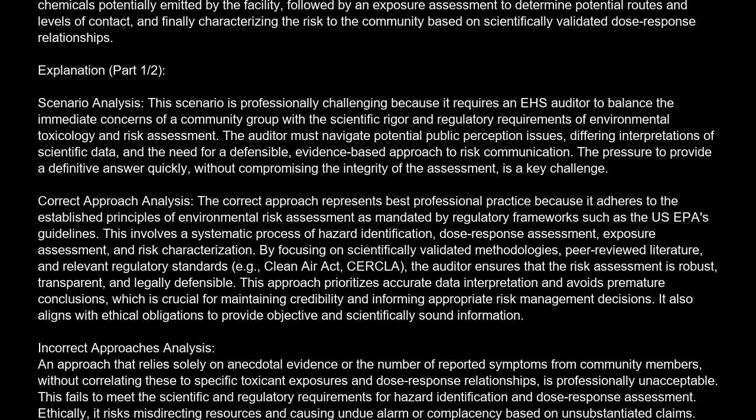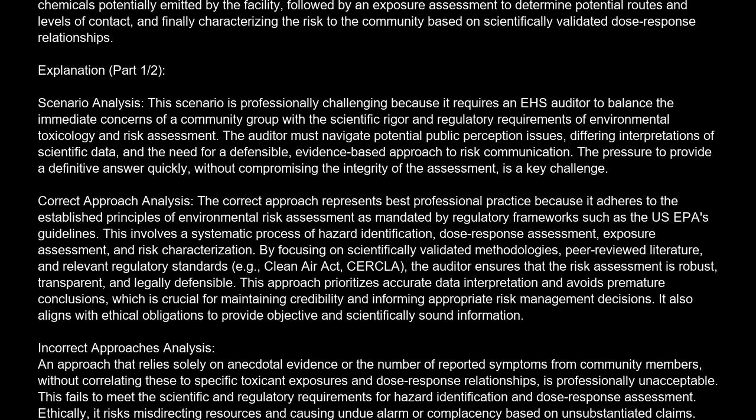The correct answer is C. Initiate a comprehensive risk assessment process, beginning with a thorough review of available toxicological data for chemicals potentially emitted by the facility, followed by an exposure assessment to determine potential routes and levels of contact, and finally characterizing the risk to the community based on scientifically validated dose-response relationships.